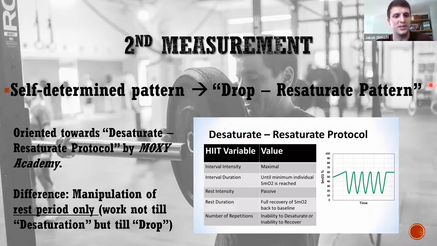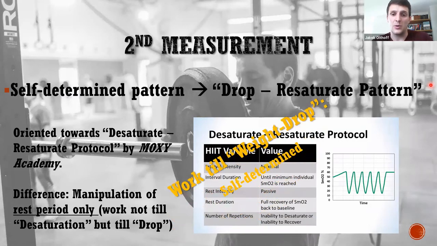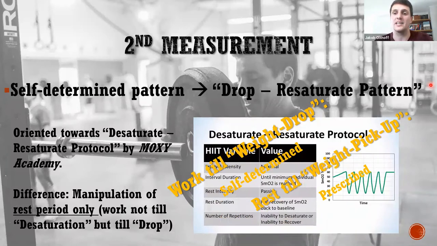We manipulate the rest period, yes. The work period is they go as hard as they can until they need to drop the wall ball. But then they are only allowed to pick it up again when we tell them, okay, now you're allowed to pick it up again. So work until weight drop is still self-determined, but the rest period is observed and basically prescribed by us. We tell them, now you're resaturated, now you pick up your wall ball again. We only manipulate the rest period here.